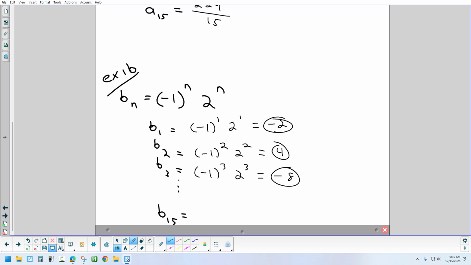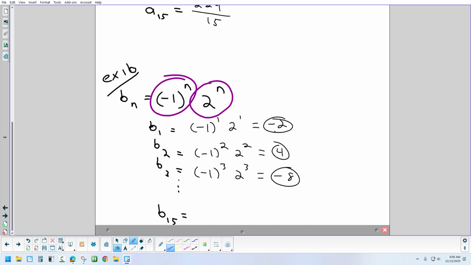So notice what's happening here. These terms are alternating positive, negative every other term. Any odd term in this sequence is a negative. All the even terms are going to be a positive. And the reason that's happening is because of what I just circled in purple. -1 to the n is causing this sequence to alternate, and the 2 to the n is causing it to double each time. So it doubles and switches sign.